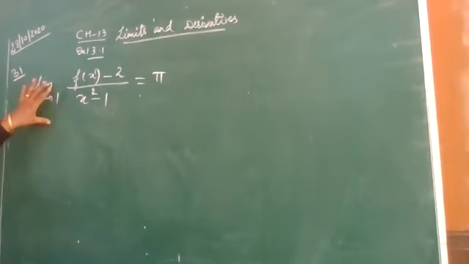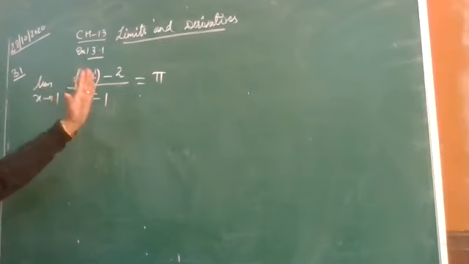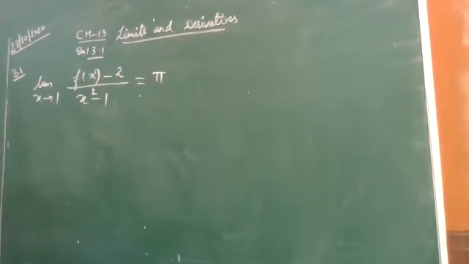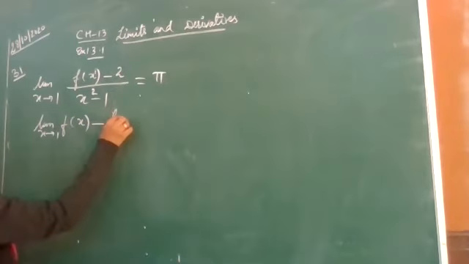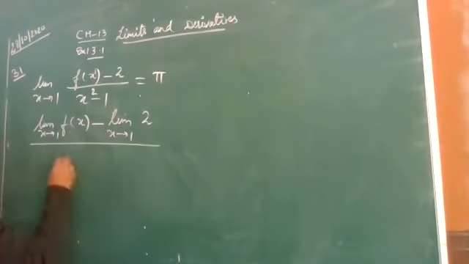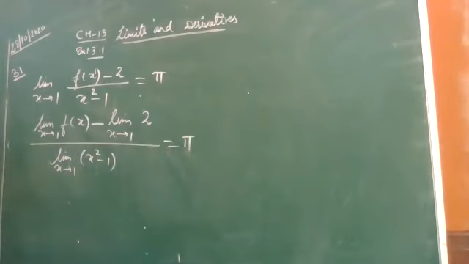Now we have studied about the algebra of limits. If a quotient of functions is there, we can take the limits separately. If addition and subtraction of functions is there, we can also apply the limits separately. So first of all, we are doing that step. We take the limit as x tends to 1 of f(x) minus the limit as x tends to 1 of 2, upon the limit as x tends to 1 of x square minus 1, equal to pi.